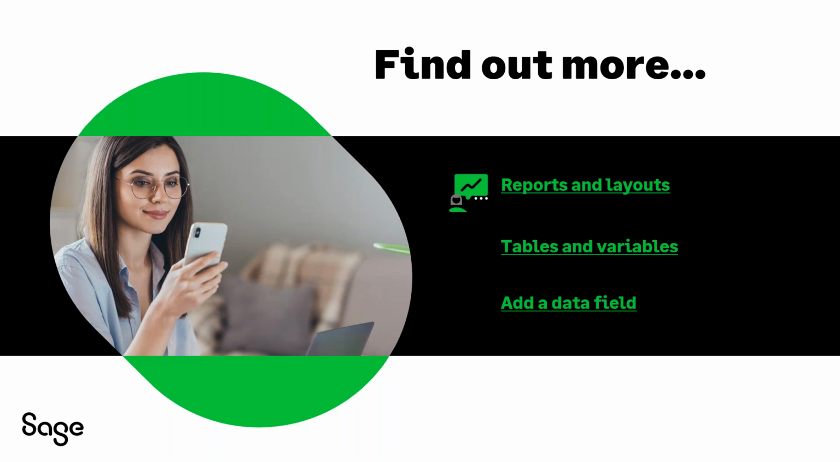So if you want to find out more, remember in our help center, there's the reports and layout section. The tables and variables, I've included a link on the slides as well, but nice and easy to find. If you just go to the help center, just search for tables and variables, it will find that article that we were using earlier on in the demonstration, and also an article in there for adding a data field. So if you want to go back to the basics, how to add one, that's where you'll find it.